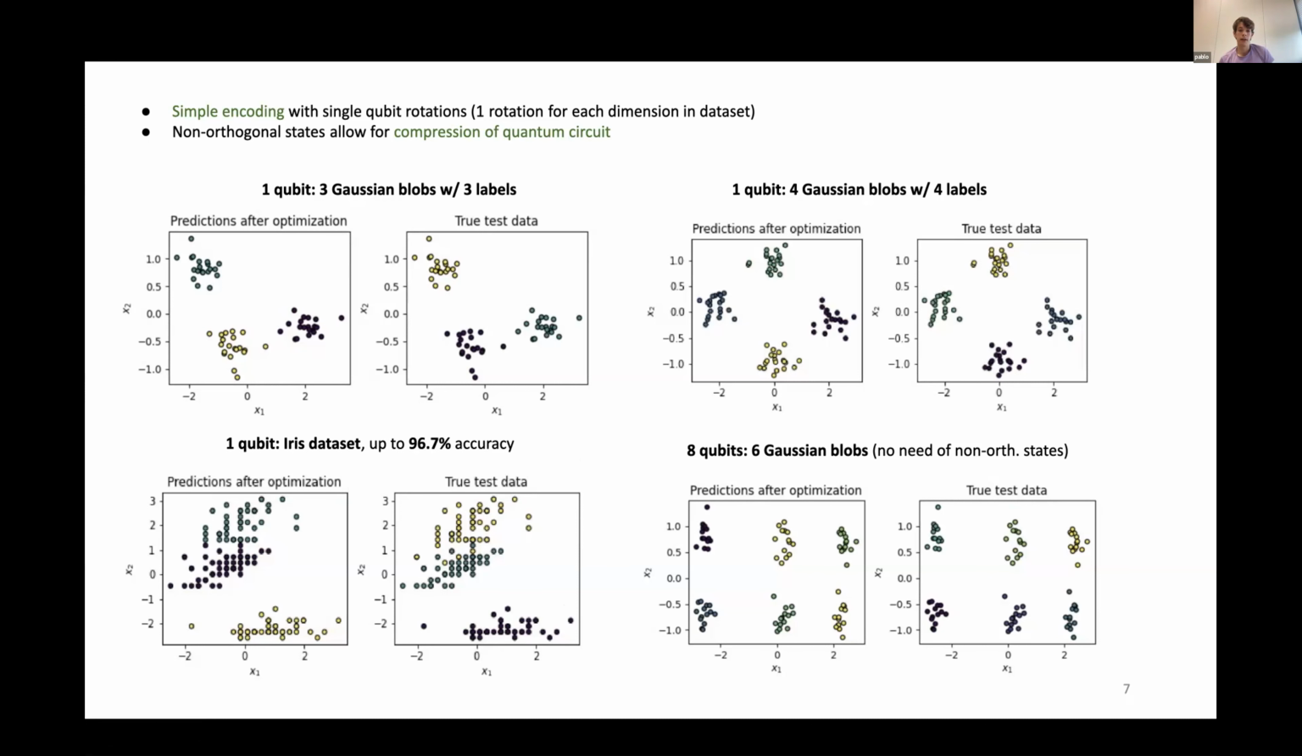Then we moved away from these non-orthogonal states and tried to implement the algorithm with more than 1 qubit. In this case, we made use of proper orthogonal states in a Hilbert space of dimension 2 to the n, using n qubits, and we saw that again you can perform clustering properly. For example, here we have 6 Gaussian blobs. These are the original ones, and we are trying to catch the family they belong to.